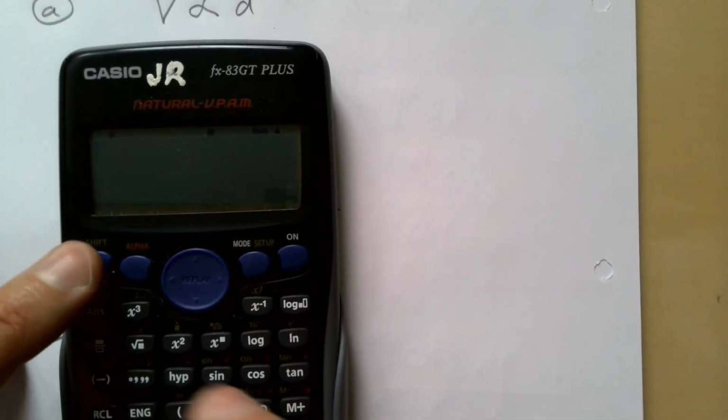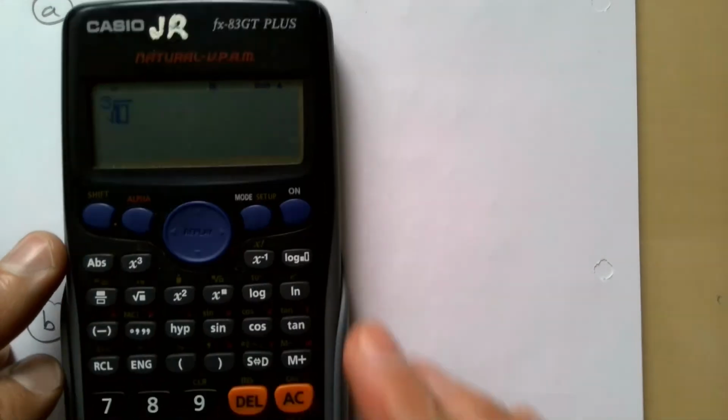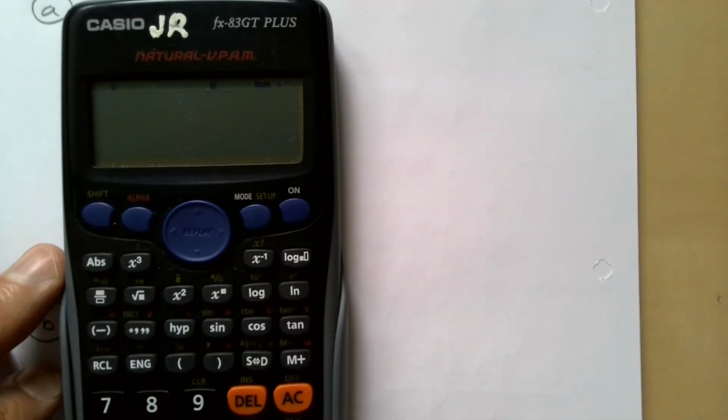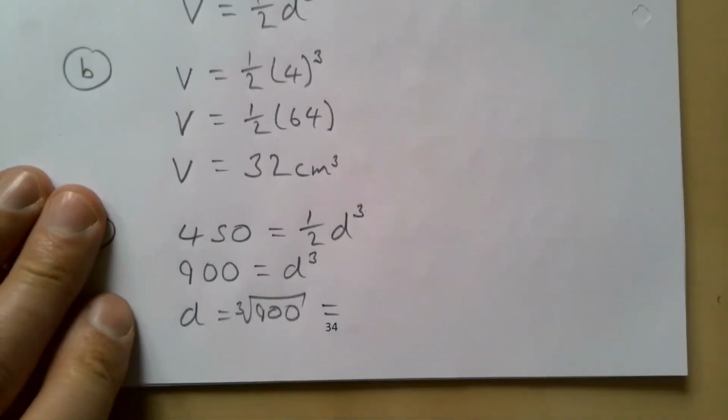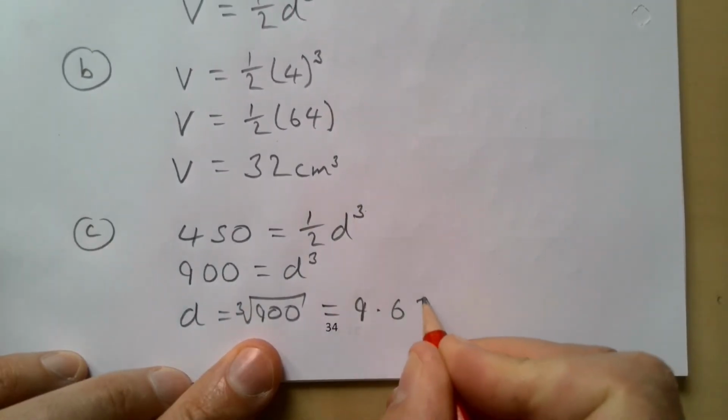Let's see how you work out this, if we're going to do this in the calculator. Yeah, cube root, that's alright. Straight in, 9.65. Let's see, that's what this is. 9.65.